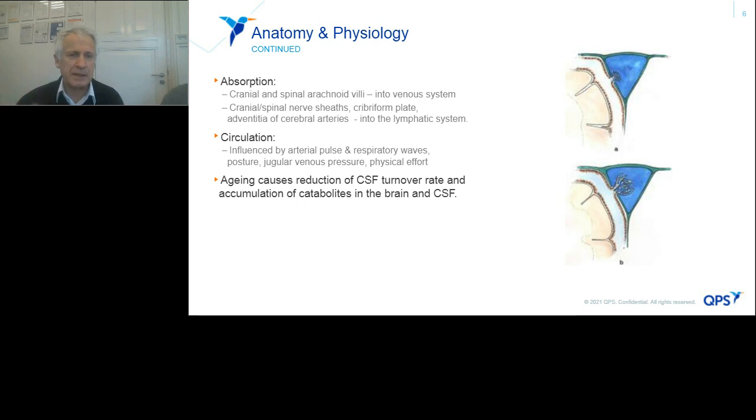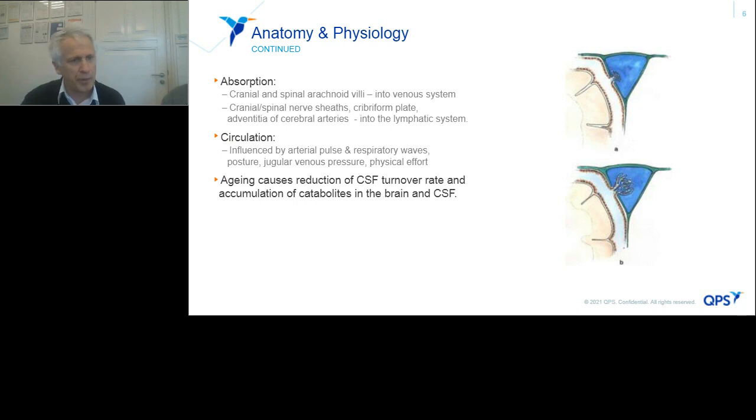Now, there's 150 milliliters of cerebrospinal fluid. It's made, as I mentioned, in the choroid plexuses, and it circulates through the whole system. And how much it circulates depends on many factors. These include the arterial pulse and respiratory waves, which cause pressure waves in the cerebrospinal fluid and help maybe with circulation, posture, jugular venous pressure, and also physical effort can alter the circulation.